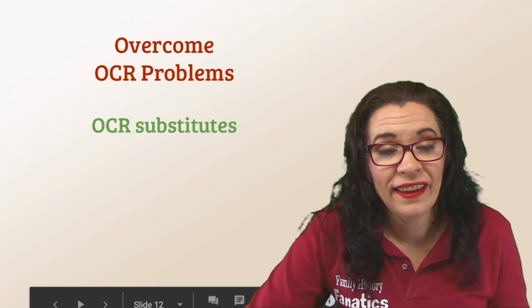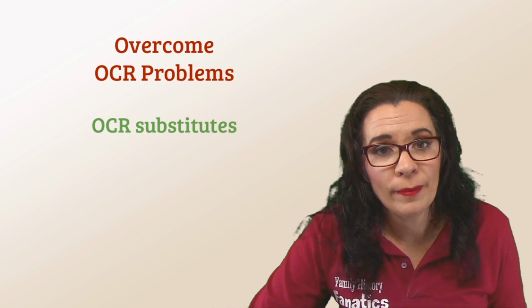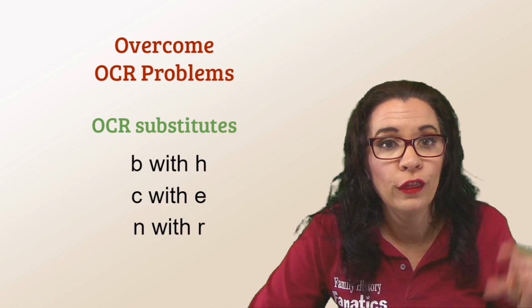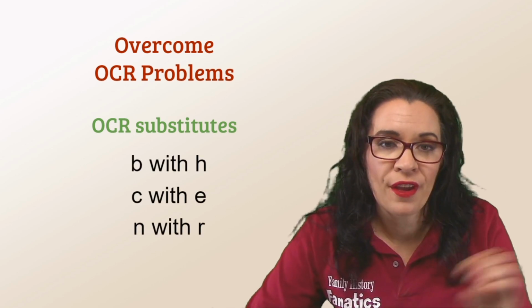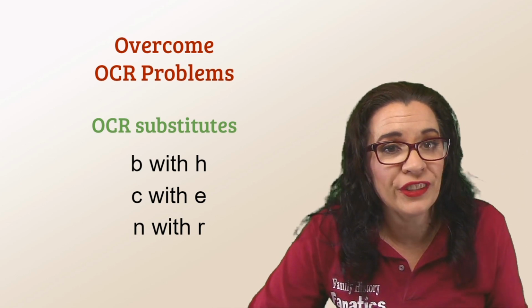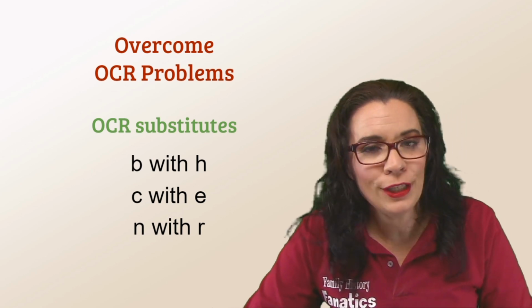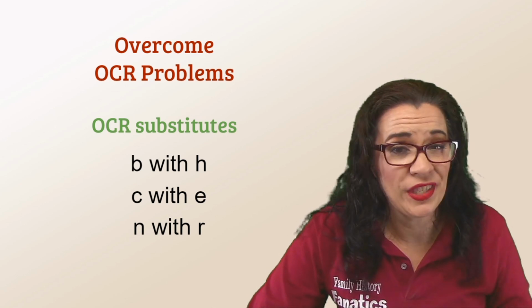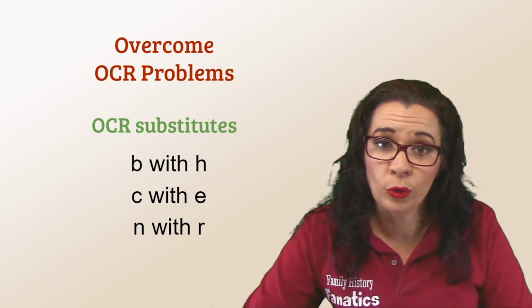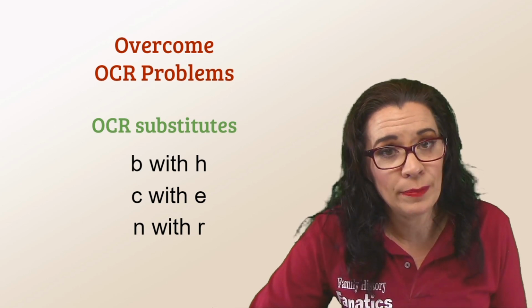Now, one way is to use OCR substitutes. There are common letters that look the same when the computer is reading a document. You will often find a B will be read as an H rather than the B, or the C will be an E, or an E will be the C, and vice versa. So develop a list of substitutes.